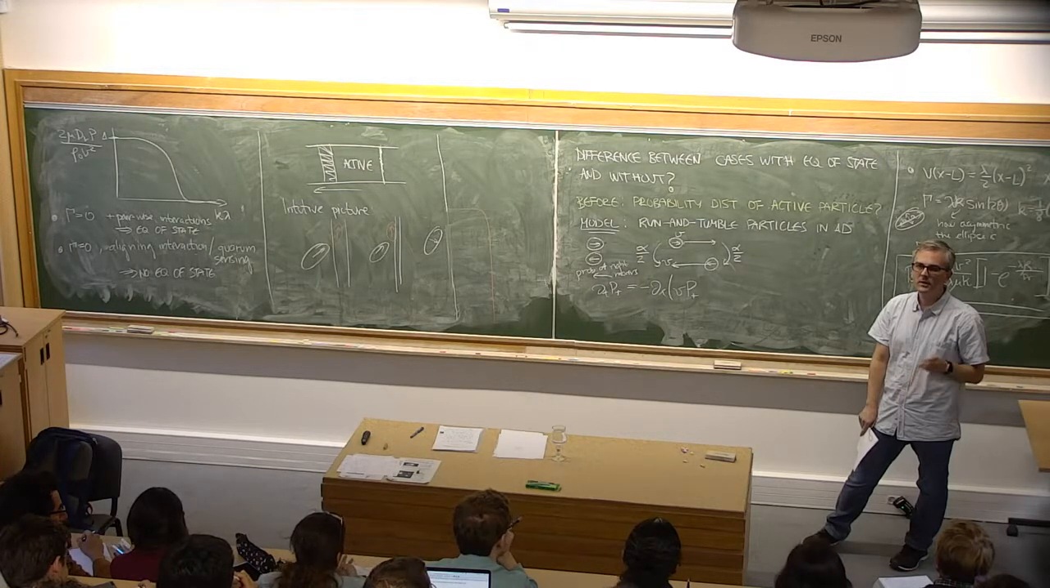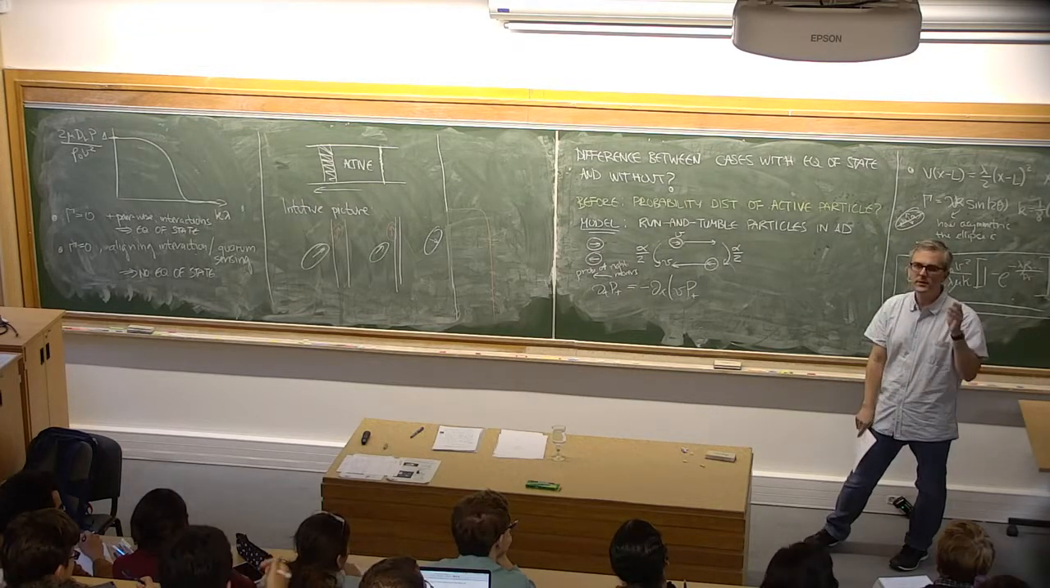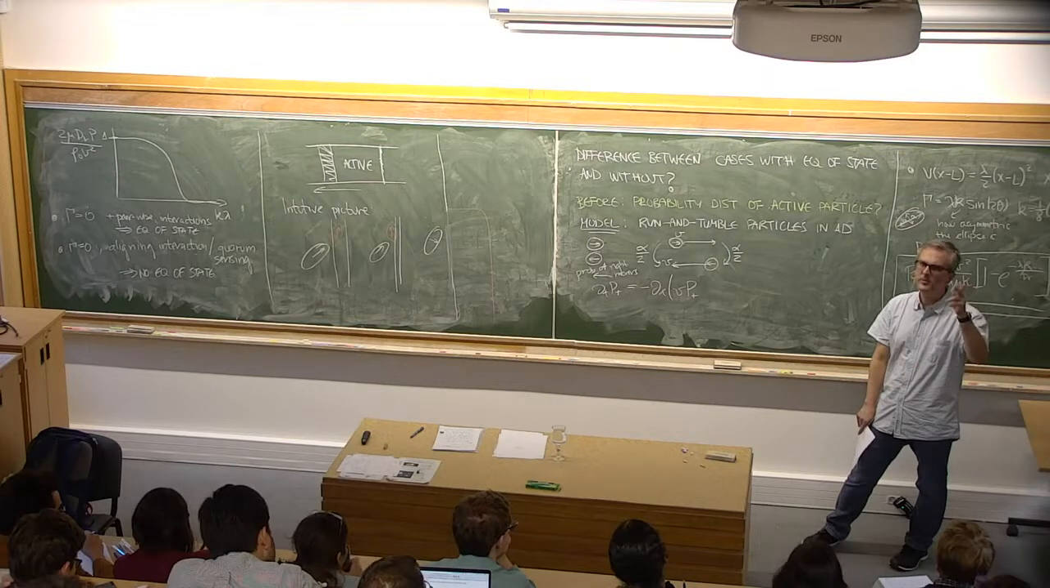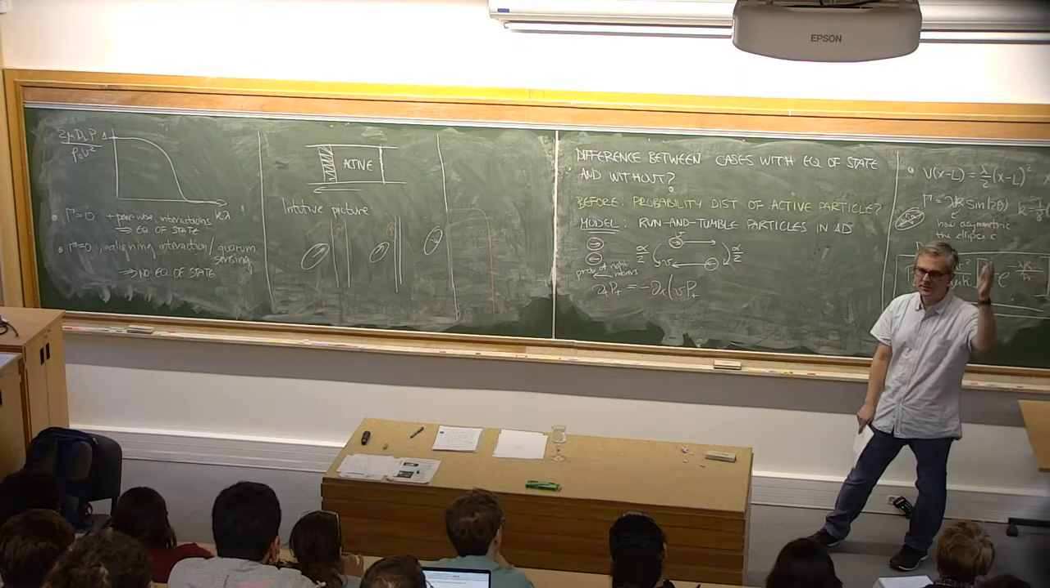No, no, there's a clock. At any moment of time, it's flipping with probability alpha over 2 times dt. At any moment of time between t and t plus dt, if I want to be really precise. Okay, so it's an exponential clock.